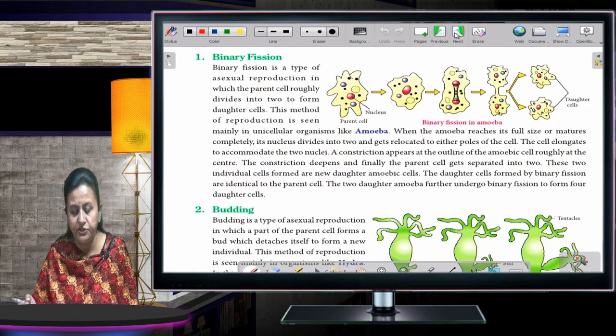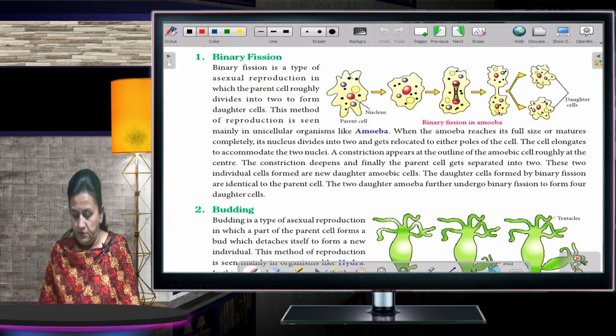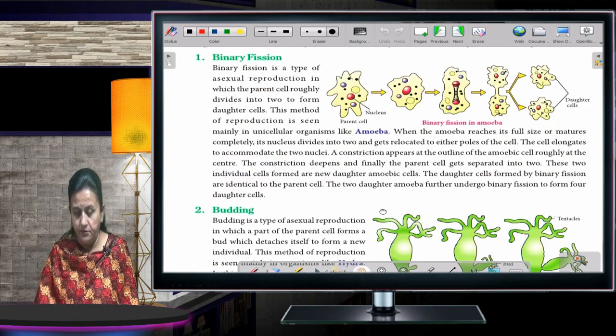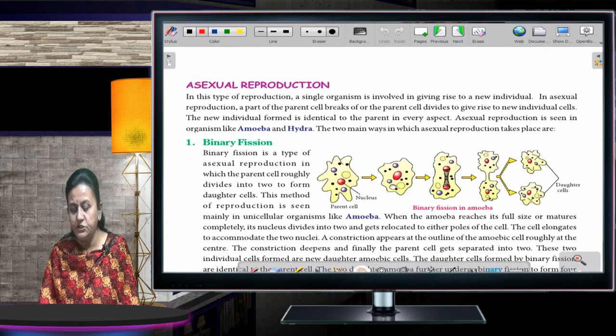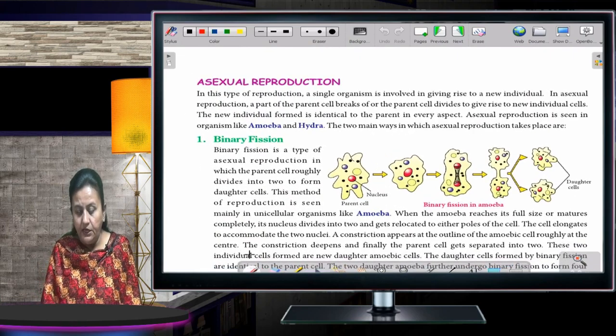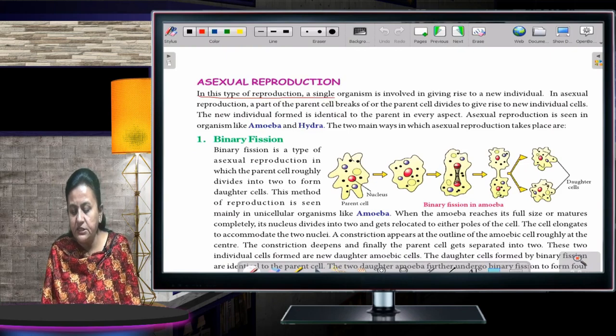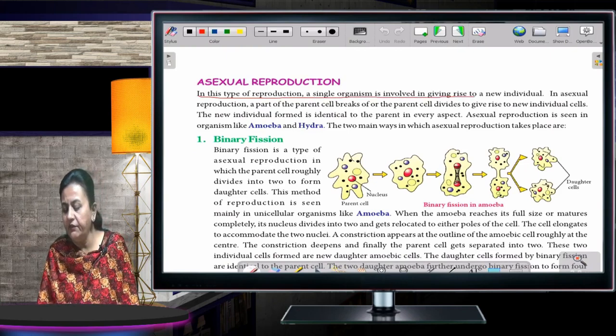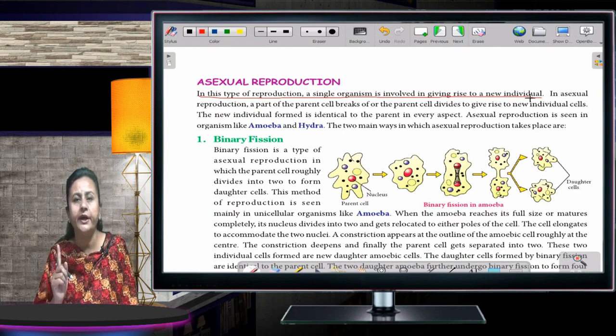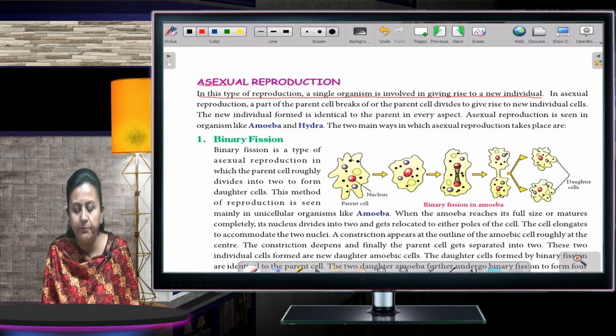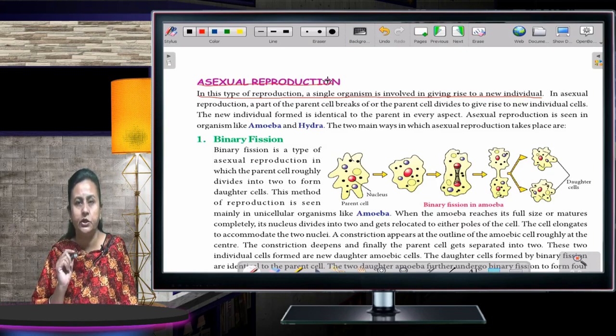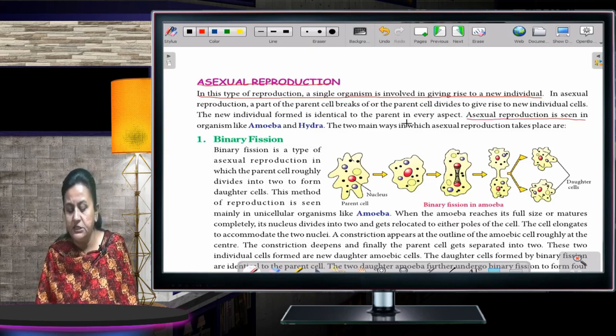Come to the next page. Okay, in this type of reproduction, a single organism is involved in giving rise to a new individual. Only a single parent is required over here. Okay, now where do we find asexual reproduction? Asexual reproduction is seen in organisms like amoeba and hydra.